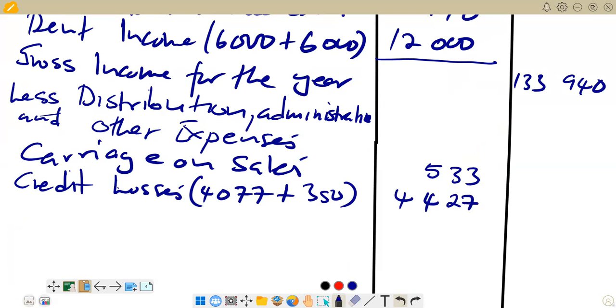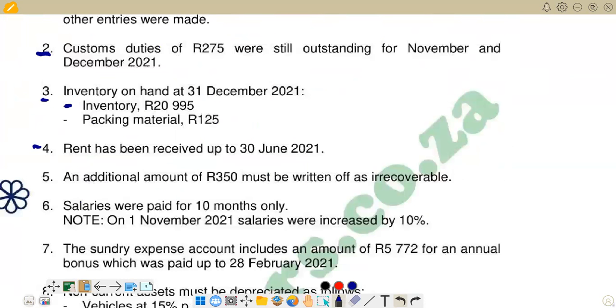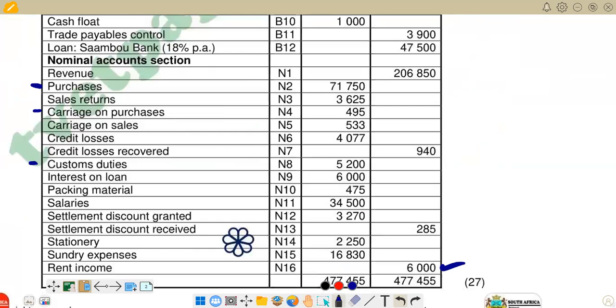And we're going to check which operating expense we have next. We just go down the nominal account section. We are here on credit losses. This credit loss recovered, we adjusted it under the income. Custom duties, we adjusted. Interest on loan. Remember, interest on loan, we are supposed to adjust it after we have calculated the net profit, so we can leave it. Packing material, right?